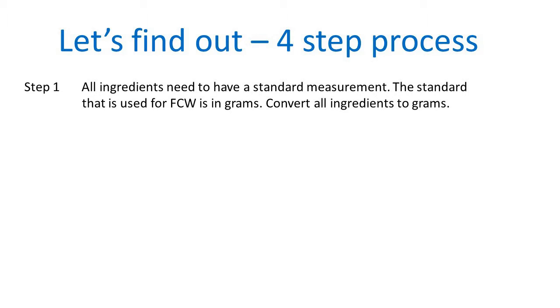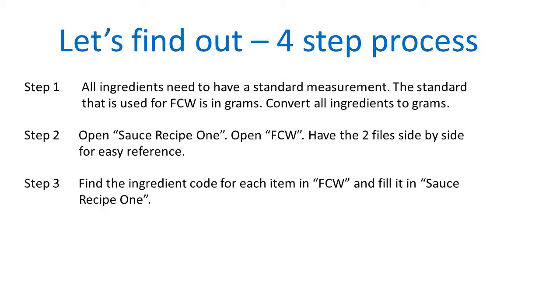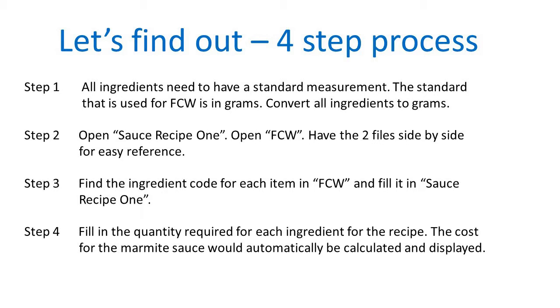Step 2. Open sauce recipe 1. Open FCW, have the two files side by side for easy reference. Step 3. Find the ingredient code for each item in FCW and fill it in sauce recipe 1. Step 4. Fill in the quantity required for each ingredient for the recipe. The cost for the Marmite sauce will automatically be calculated and displayed.